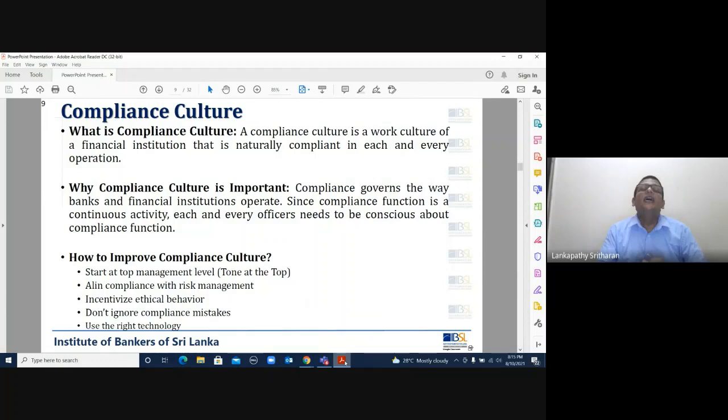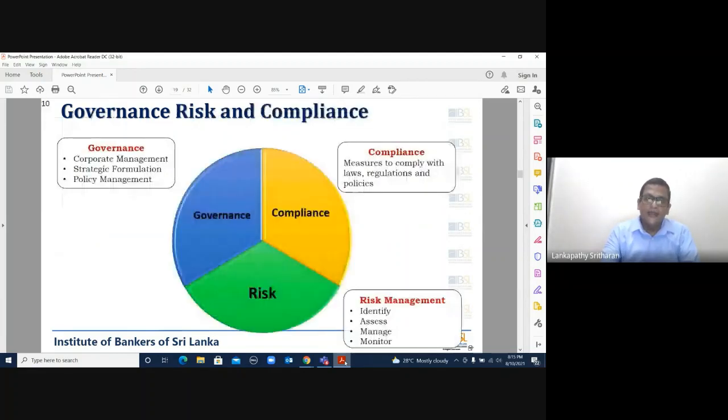So that is about the compliance culture, and this is one of the areas where questions are repeatedly asked. And this is about governance, risk and compliance. Actually, corporate governance, compliance, and risk management, these three concepts are interrelated. They are very much related, and for the success of one concept, the other two components have to work in a coordinated and successful manner.